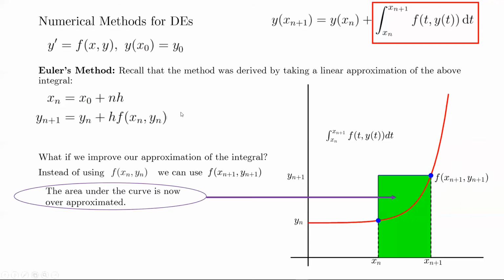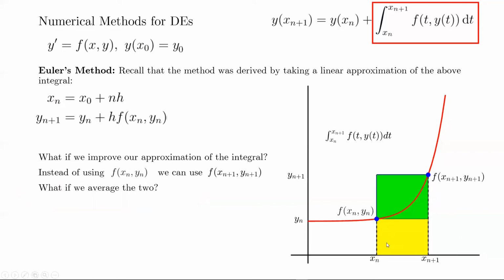Well, if I did that, then actually the area under the curve is too much, right? So it's now over-approximated. So our Euler's method under-approximated the area. Taking this point as our approximation actually over-approximates. So Euler's method under-approximates, taking this point over here to define our area over-approximates.